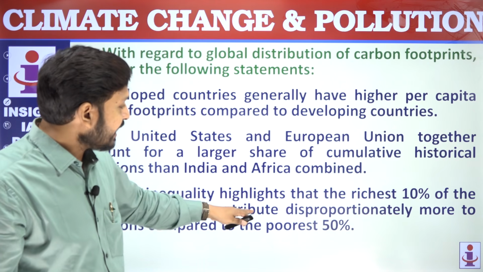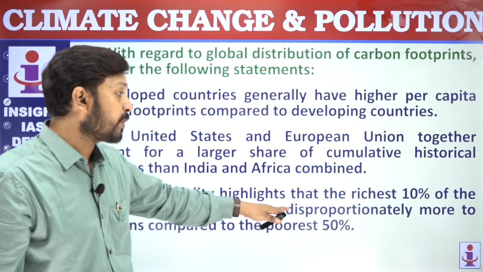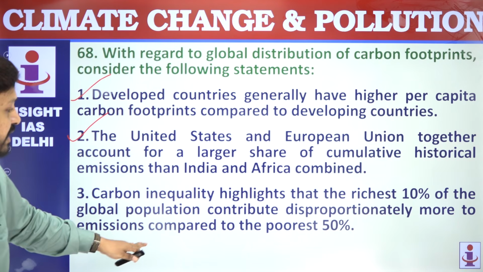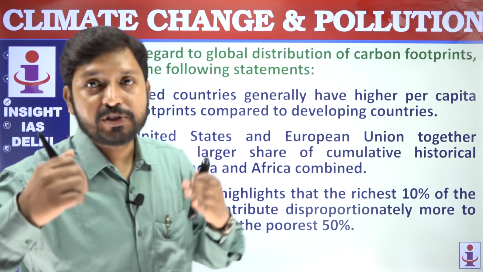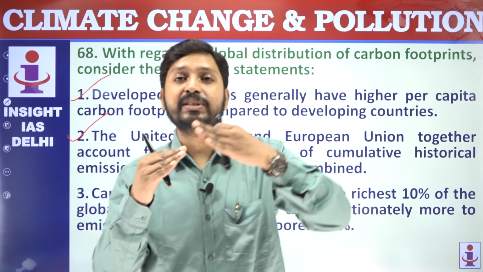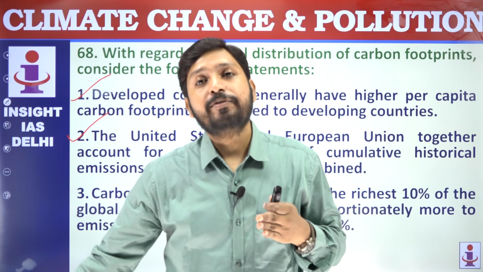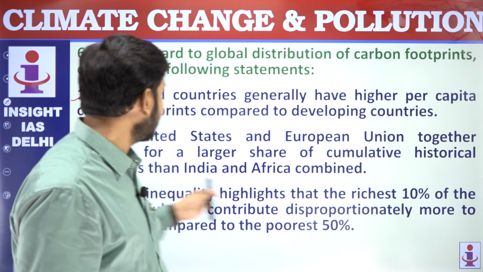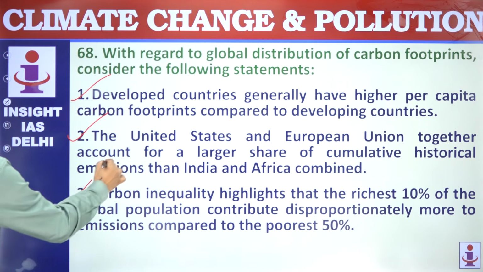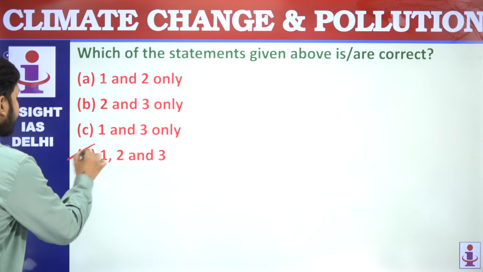Carbon inequality highlights that the richest 10% of the global population contribute disproportionately more to emissions compared to the poorest 50%. For example, the top 10% of the population contribute more than 50% of emissions, and the bottom 50% of the population hardly contribute less than 10% of the emissions. This is nothing but carbon inequality. This is also the right statement. So 1, 2, 3 are correct, and they're asking the correct statement, so it is there in option D.